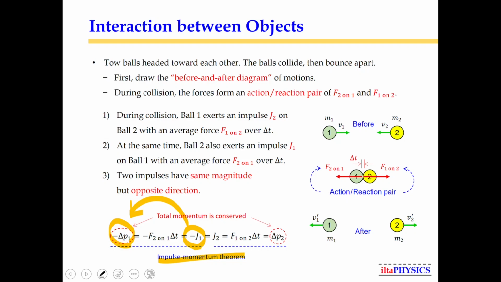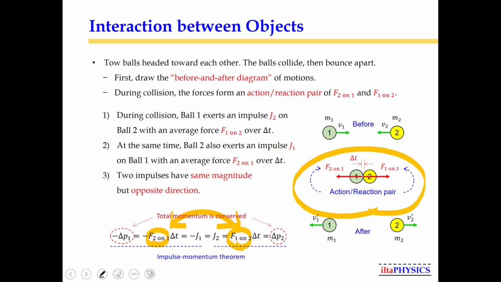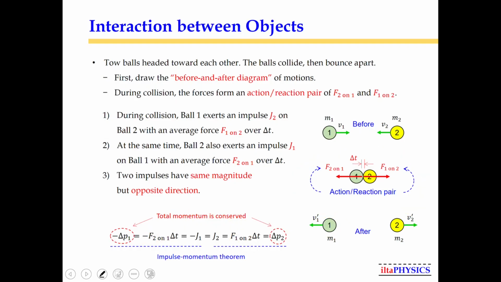But here, according to Newton's third law, the two forces F1 on 2 and F2 on 1 are an action-reaction pair. Take a look at the illustration in the middle right, showing the moment of impact. Since the collision time delta t is the same for both, the two impulses, J1 and J2, end up having the same magnitude but opposite signs.